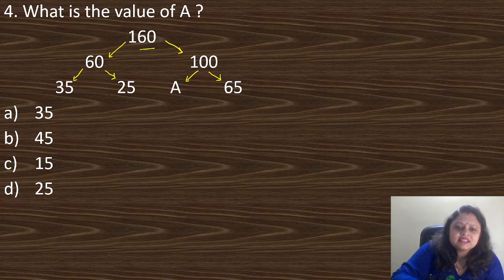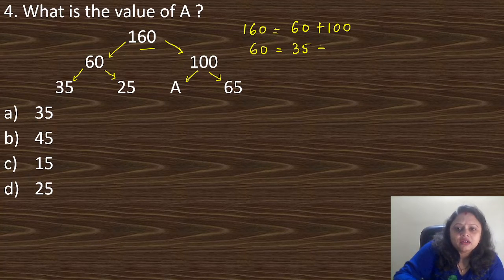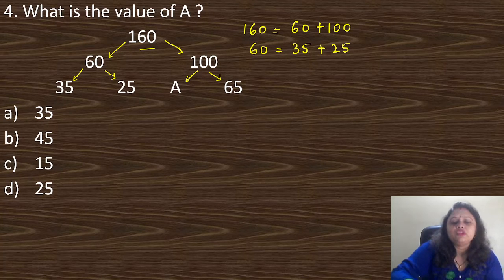160 is 60 and 100. When we add 60 plus 100, we get 160. Similarly, below 60 it is written 35 and 25. So, how do we get 60? If we add 35 and 25, then we will get 60.